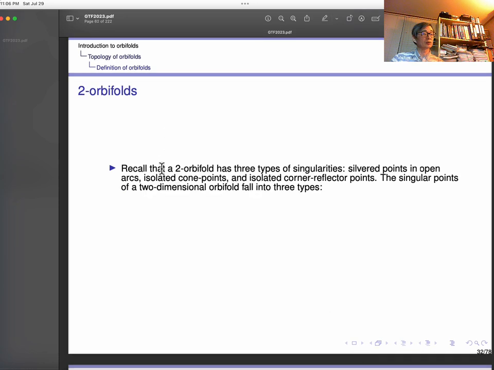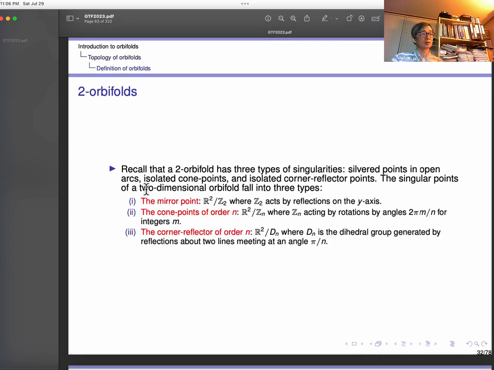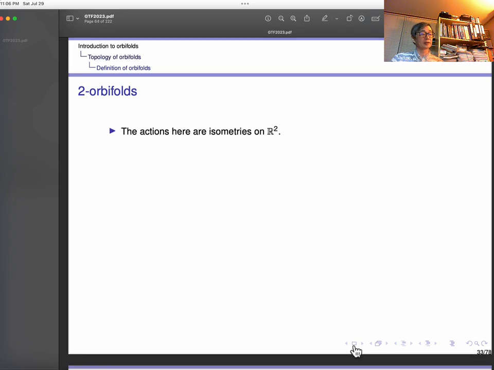So to illustrate, let's go to two-orbifolds. Two-orbifolds have only three types of singularities: silver points in open arcs, isolated cone points, and isolated corner reflector points. These are the singular points of two-dimensional orbifolds. Mirror points are R2 mod G2, where G2 acts by reflection on the y-axis, and everything diffeomorphic to this. Cone points of order n are R2 mod Gn, where Gn acts by rotations of angle 2 pi m divided by n for integers m, and the corner reflectors of order n are R2 divided by Dn, where Dn is a dihedral group generated by reflections about two lines meeting at an angle pi divided by n.